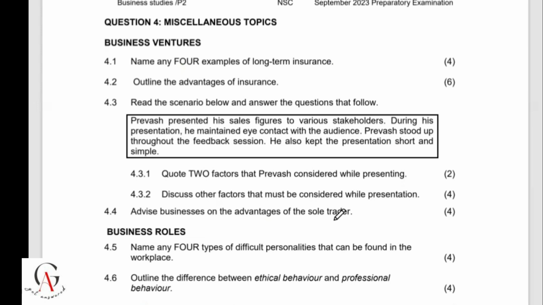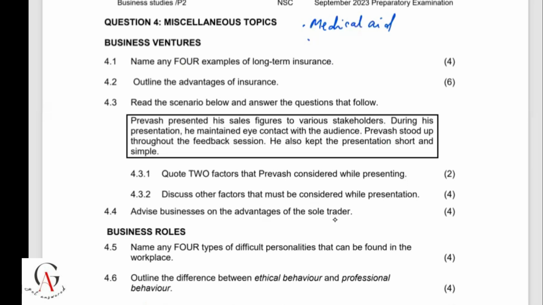4.1 reads as follows: name any 4 examples of long-term insurance. So now, as examples of long-term insurance, we have endowment policy, we have life cover policy, we have retirement annuity or pension fund or provident fund, we have disability policy, we have trauma insurance, we have funeral insurance, we have health insurance or medical aid. So now those are examples of long-term insurance. So we are saying medical aid.